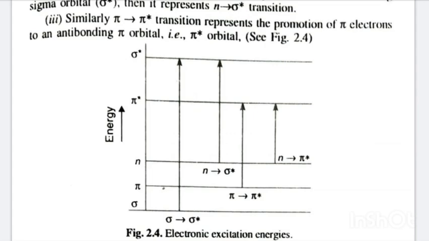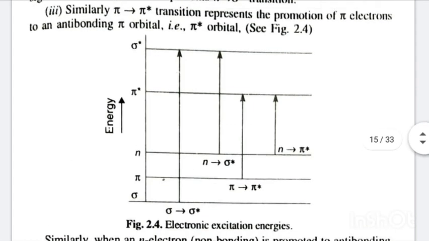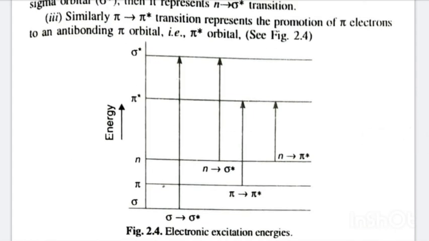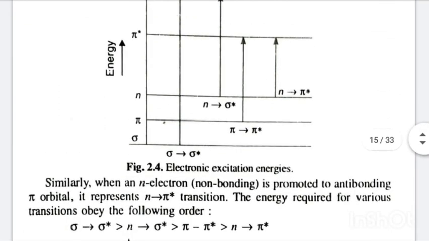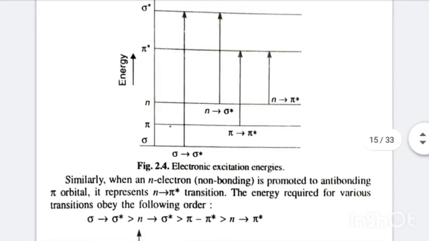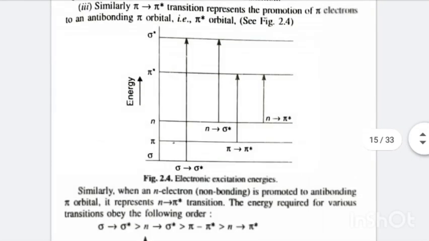In the first case, the sigma to sigma star excitation is possible, in the second case n to sigma star excitation, in the third case pi to pi star excitation, and the fourth one is n to pi star excitation. So the energy required for the excitation, so this is the energy order.